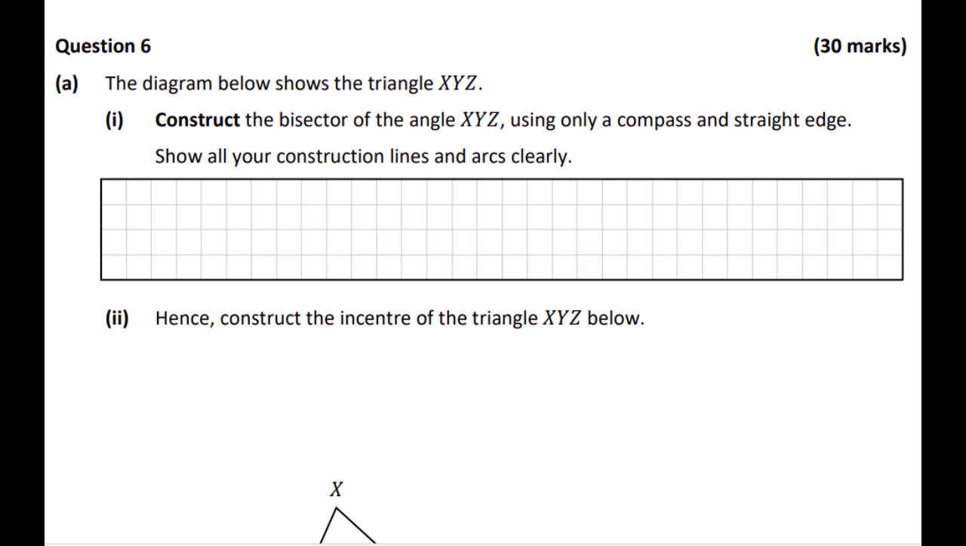The diagram below shows the triangle XYZ. Construct a bisector of the angle XYZ using only a compass and a straight edge. Show all your construction lines and arcs. Hence construct the incenter of the triangle XYZ below.